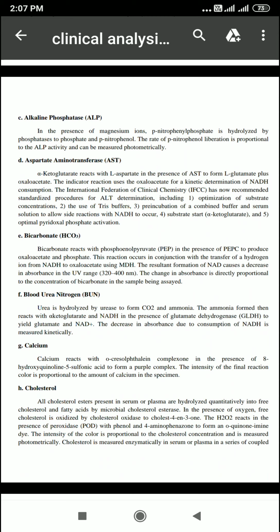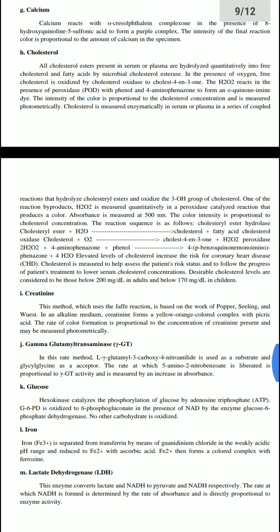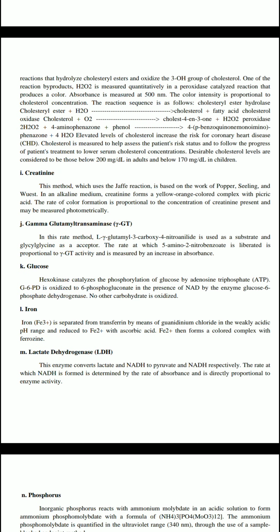Cholesterol is measured enzymatically in serum or plasma in a series of coupled reactions that hydrolyze cholesterol esters and oxidize the 3-OH group of cholesterol. One of the reaction byproducts, H2O2, is measured quantitatively in a peroxidase-catalyzed reaction that produces a color. The absorbance is measured at 500 nm. The color intensity is proportional to cholesterol concentration.